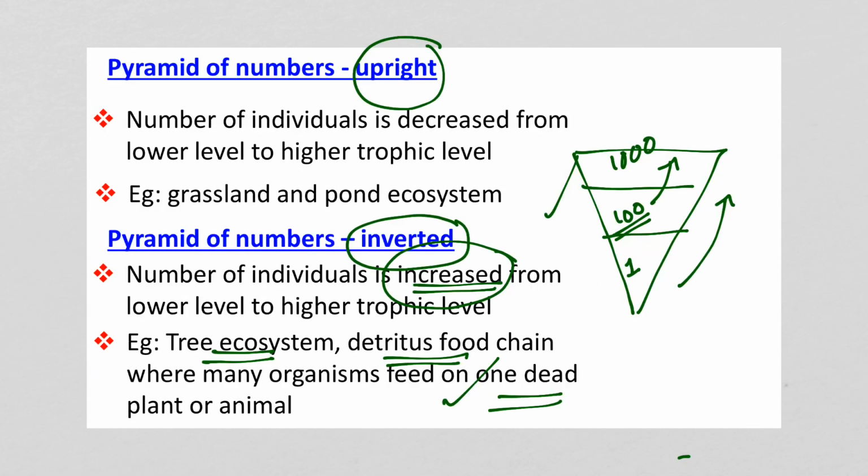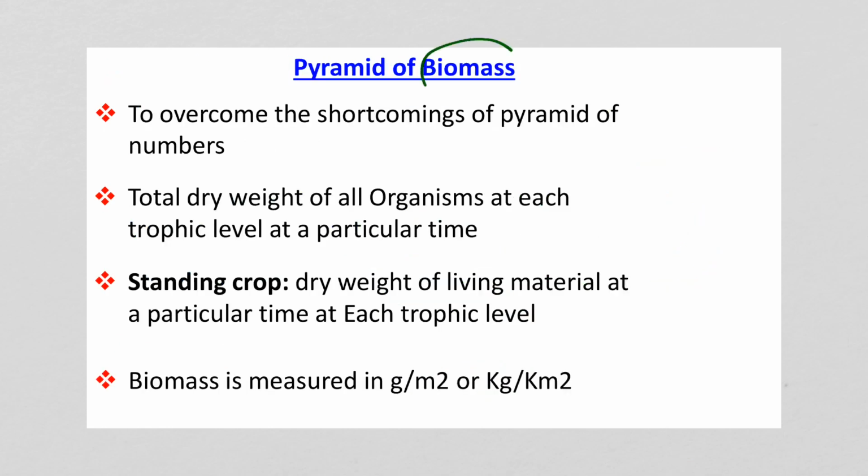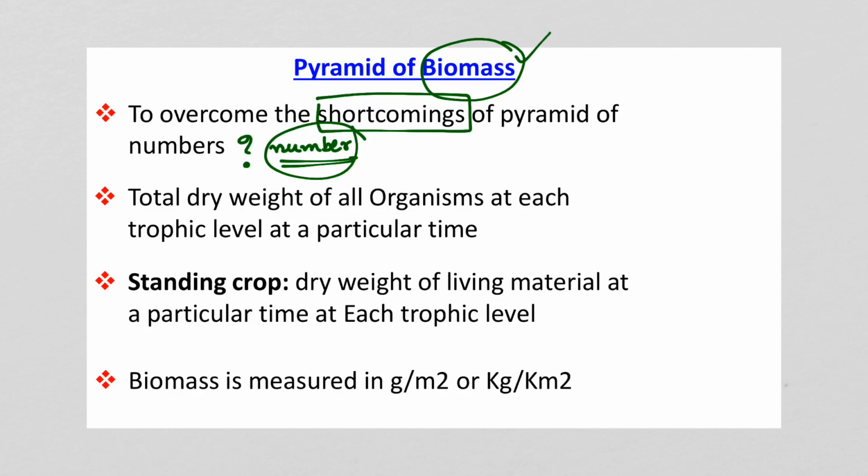So the pyramid of numbers is calculated on the basis of the number of species involved in each level. Next is the pyramid of biomass. As we said, there are certain shortcomings in the pyramid of numbers. What is that shortcoming? Most of the time the exact number may not be available. To overcome this shortcoming, we have the pyramid of biomass.